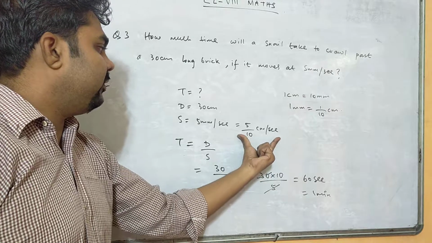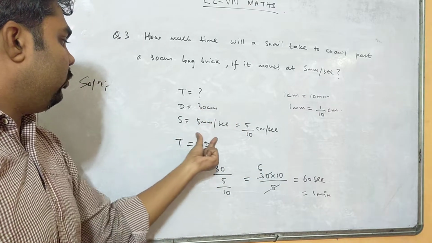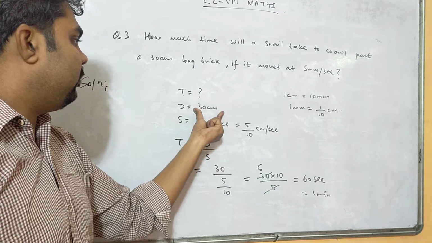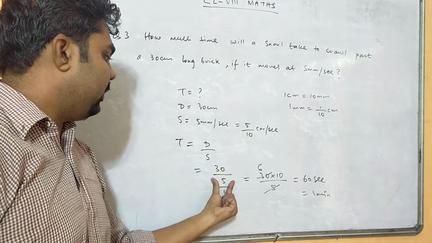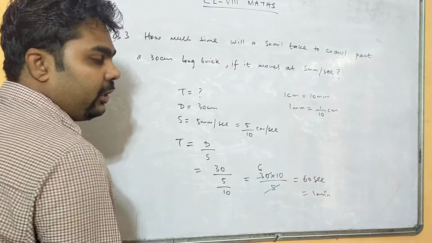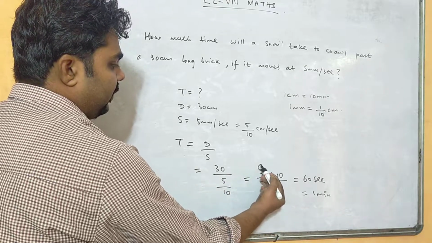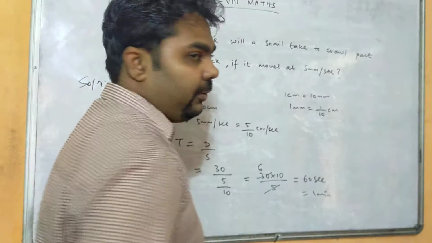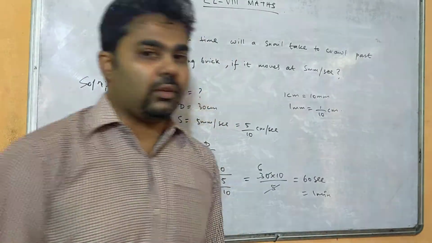Okay, now speed is in centimeter per second, distance is in centimeter. We know time equals distance by speed. In place of distance we will substitute 30, and in place of speed 5 by 10. Now if you take the reciprocal, this will go into the numerator, so 10 will come up, that means 30 into 10 by 5. 5 sixes are 30, 6 tens are 60, 60 seconds, and we know 60 seconds equals 1 minute, so 1 minute is our required answer.